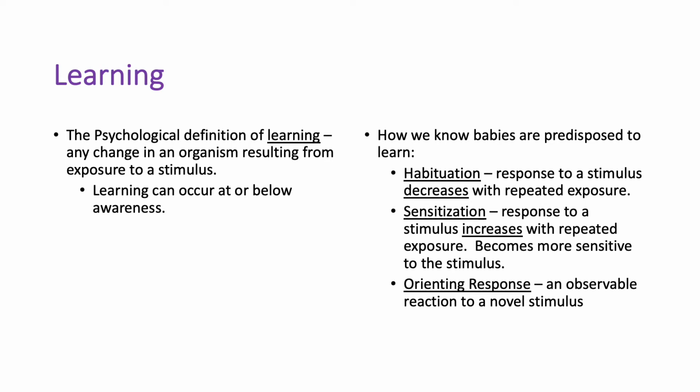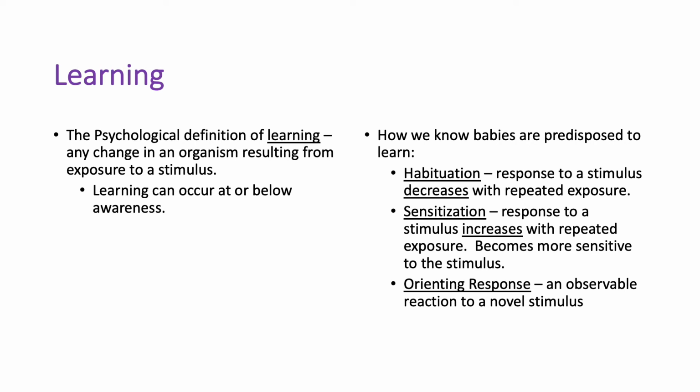Now, we talked about learning, but let's just review the items we went through, the theories we went through having to do with learning. Beginning with learning in psychology being a broad definition, that is, any change in an organism resulting from exposure to a stimulus. So learning can occur at our level of awareness or below our level of awareness.